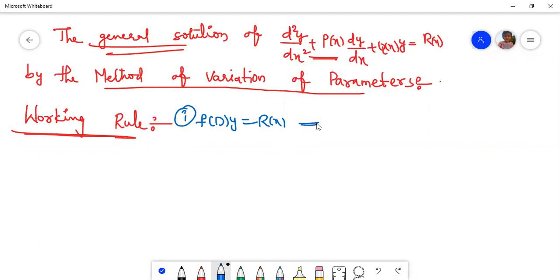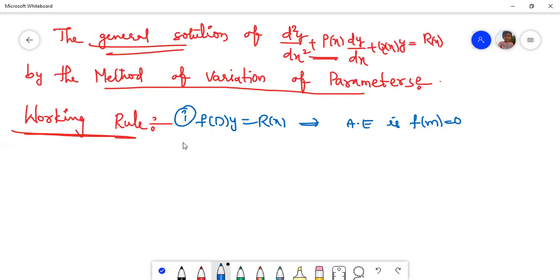From this, we can find out the complementary function. Take the auxiliary equation f of m equal to 0. For solving this function, we get the roots. Then there are only two roots. Why? Because it is a quadratic differential equation, that is, only a second degree differential equation.